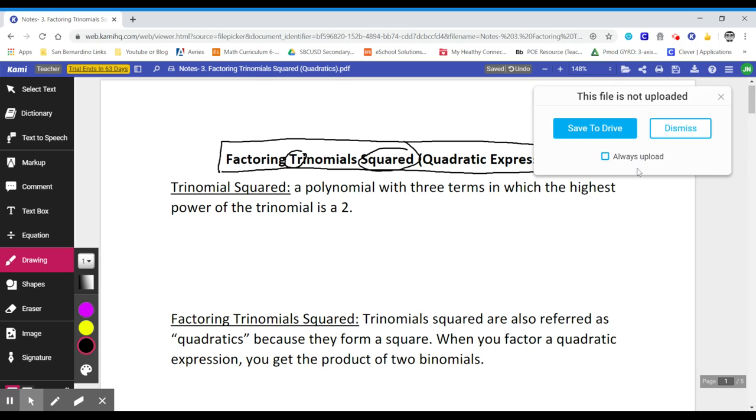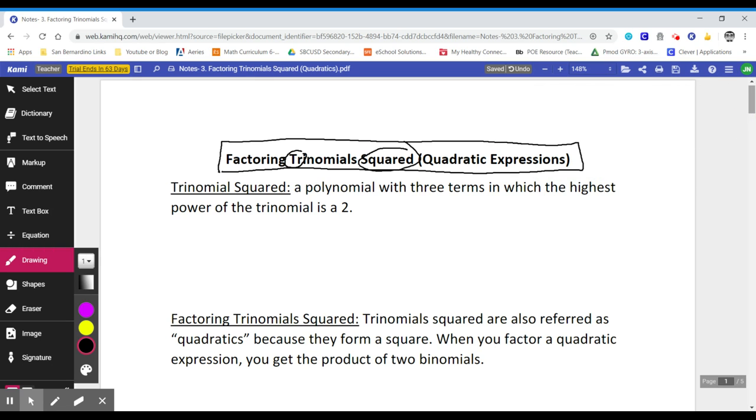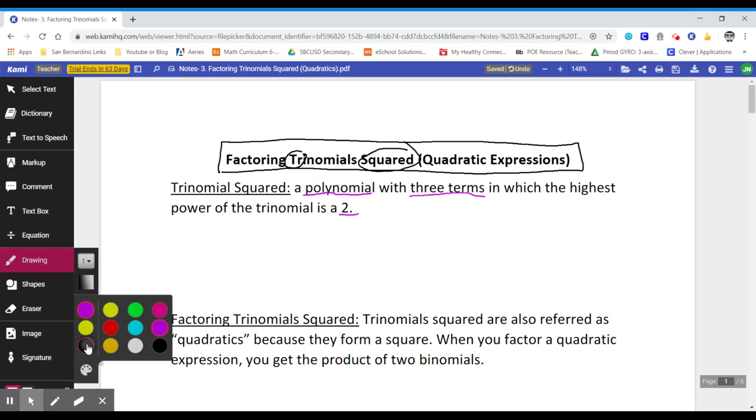So definition. Let's start with what is a trinomial squared? A trinomial squared is a polynomial. Remember, polynomial means many terms, so more than three terms typically. In this case, the trinomial would be three terms, and the highest power of the trinomial is a power of 2. So you've already seen this before in the past, and I'll show you what we're doing in a minute because you've already done it, but we're doing it backwards. Because remember, we're talking about factoring. Factoring is undoing the multiplication of something.